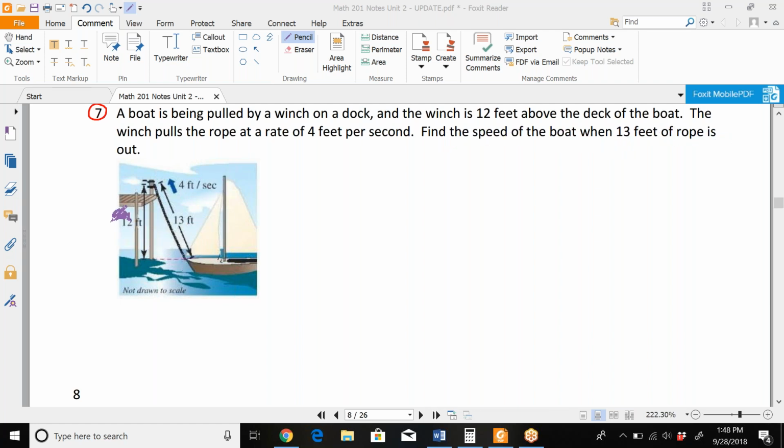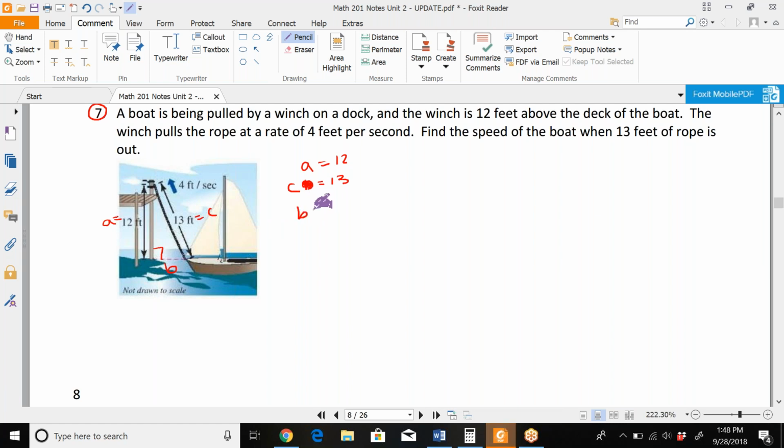Okay, so here's what we know. We can call this side A of the right triangle, because here's our right triangle. We have an unknown B and we know our C. So what we know so far is that A is 12 feet. C is 13 feet. And then B we don't know.